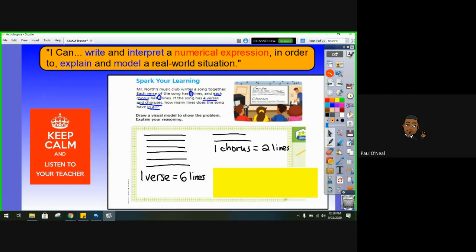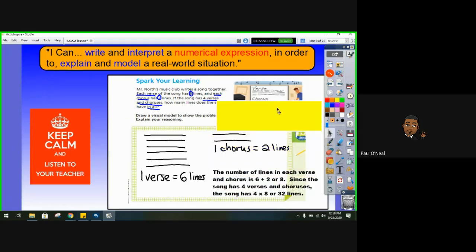All right, so now explain the reasoning. Well, the reasoning, ladies and gentlemen, that we can get from this is simply the number of lines in each verse and chorus is 6 plus 2, which of course could also be 8, right? So 6 plus 2 does equal 8. So that's taking each verse of the song, 6 lines, each chorus, 2 lines, forming the song. So since the song has 4 verses and choruses, the song therefore would be 4 times 8, or also known as 32. The song would end up having 32 lines because 4 times 8 equals 32.